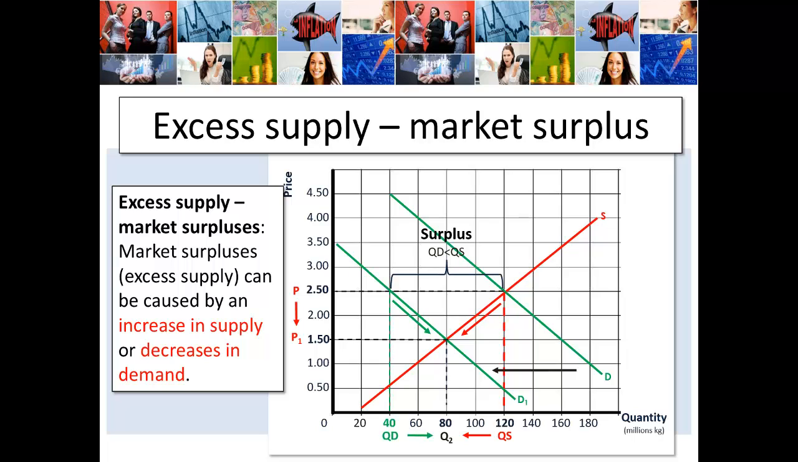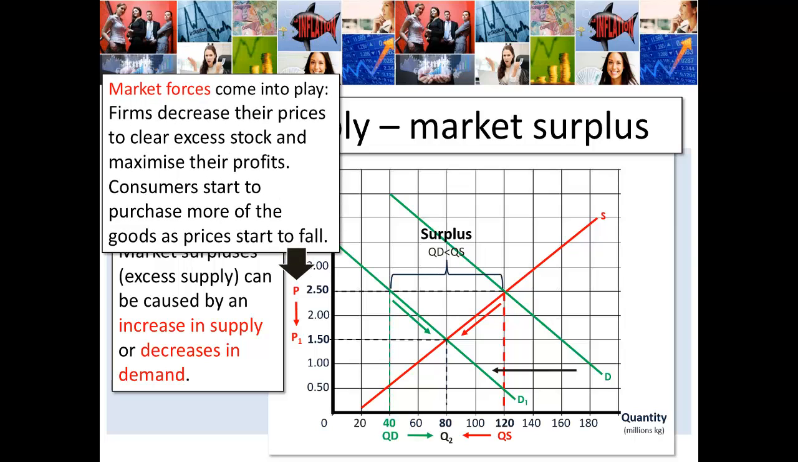Market forces come into play for exactly the same reasons. Firms dropping their prices to reduce the amount of stock that's building up in their warehouses, on their shelves, etc. So again, market forces come into play. That's very important. That probably will be tested and examined.